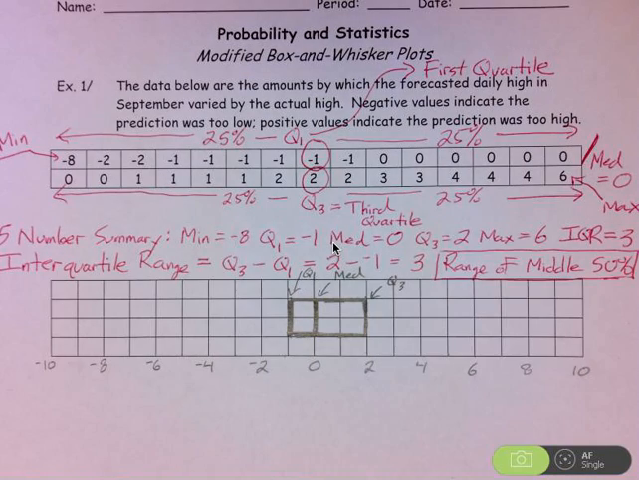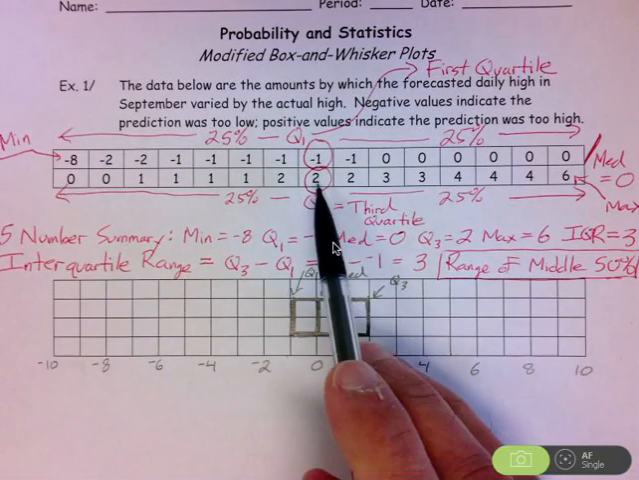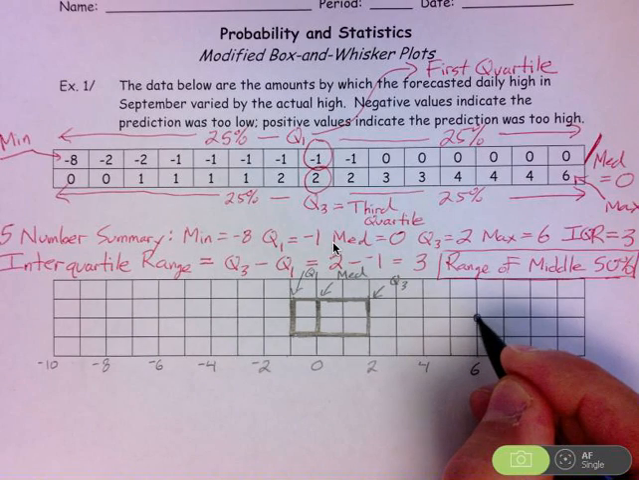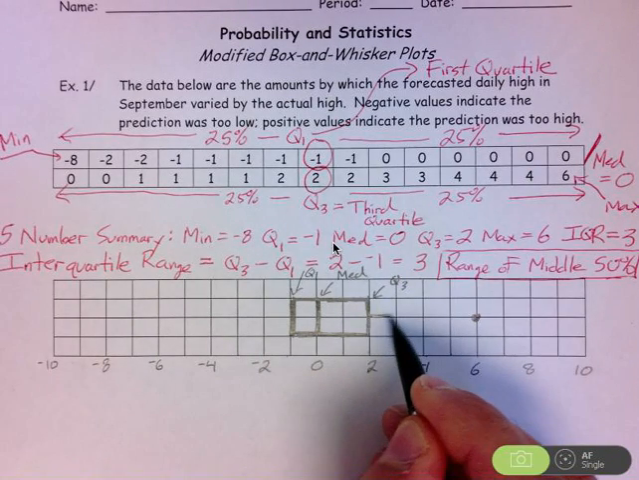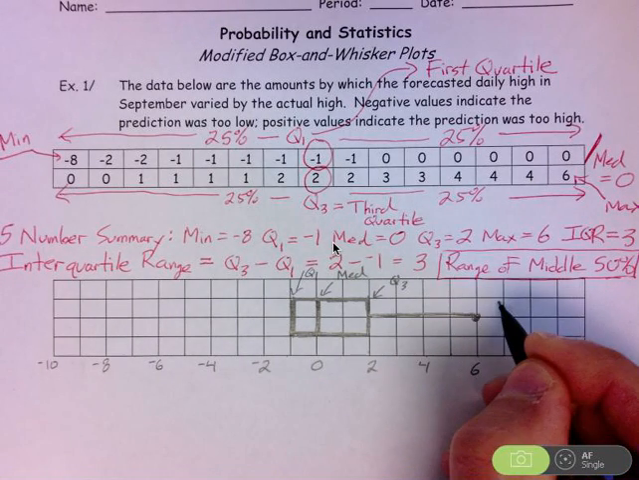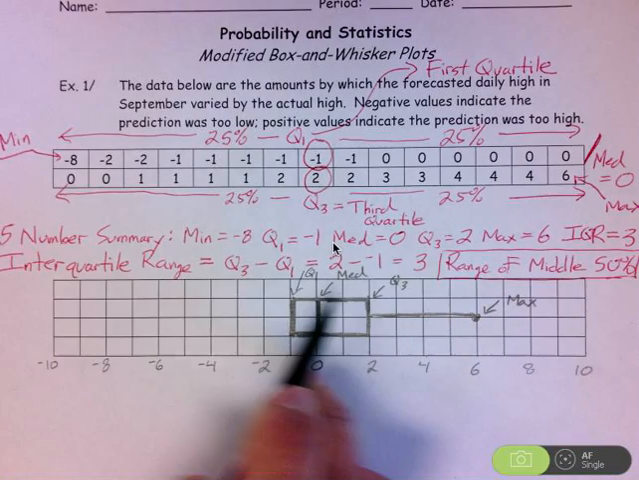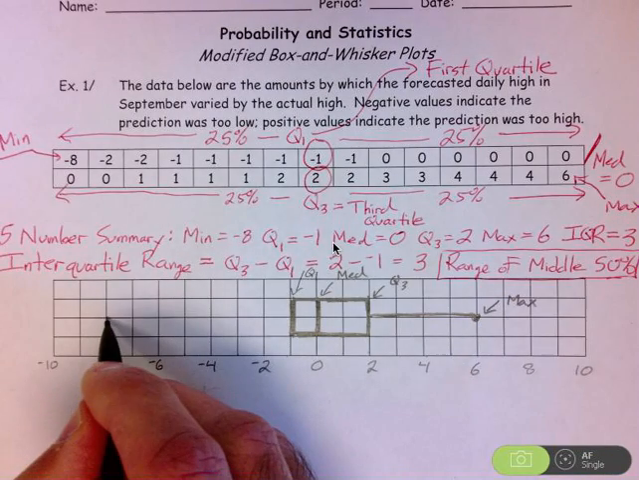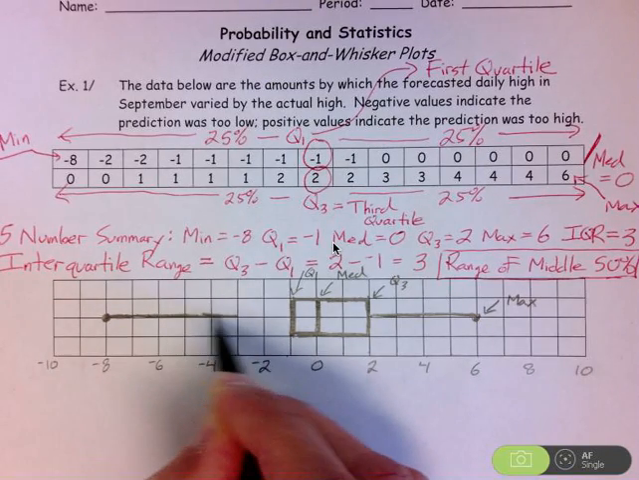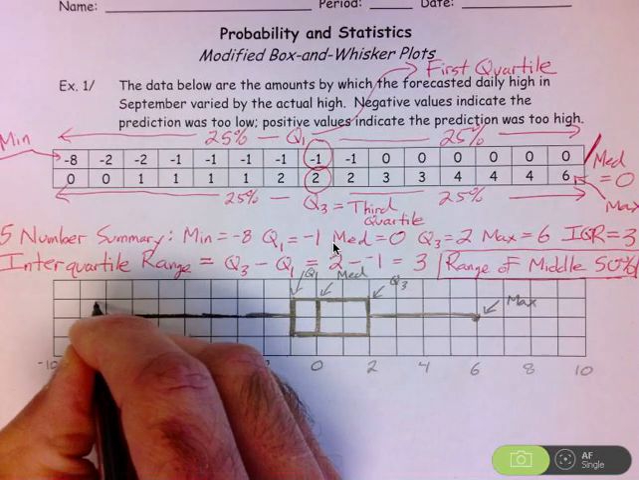Let's also graph then the rest of the data. And now we'll see why it's called a box and whisker plot. The maximum is up at 6. So I'm going to put a point at 6, I'll put a little dot there, and then literally from Q3 up to the maximum, I'm going to draw a little line segment. We call that a whisker. So here's the maximum. And then notice the minimum is way down here at -8. So I'm going to put a dot down here at -8, and again, I'm going to draw a whisker all the way up to Q1. So this is the minimum.